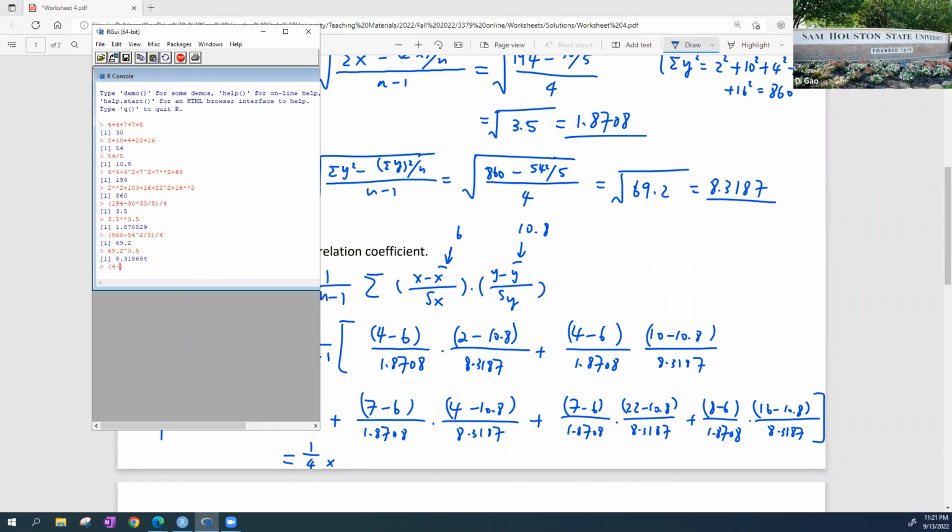So we have 4 minus 6 divided by 1.8708 times 2 minus 10.8 divided by 8.3187 plus 4 minus 6 divided by 1.8708 times 10 minus 10.8 divided by 8.3187.